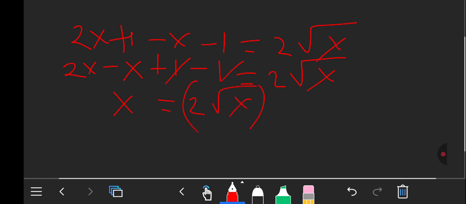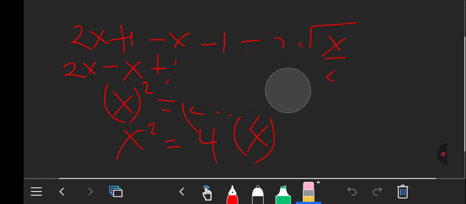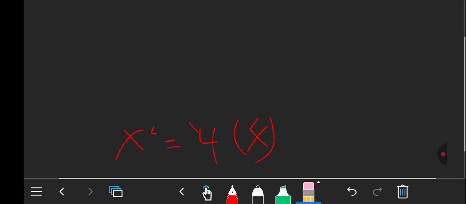So at this point again, you square. We are going to have x squared is equal to, if you square 2, 2 squared is 4, and the square root of x squared is just x, because this will cancel with that. At this point now it is very simple, right? So we have x squared is equal to 4x. What we can do here is take this 4x to this side. So we're going to have x squared minus 4x, then we'll remain with a 0.